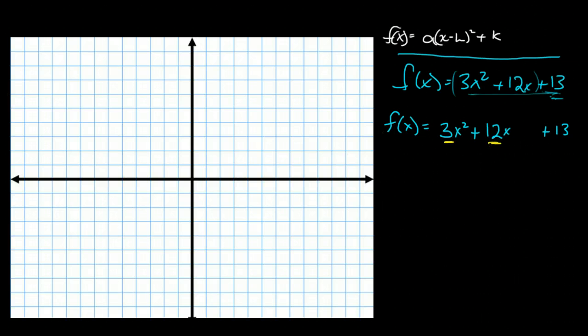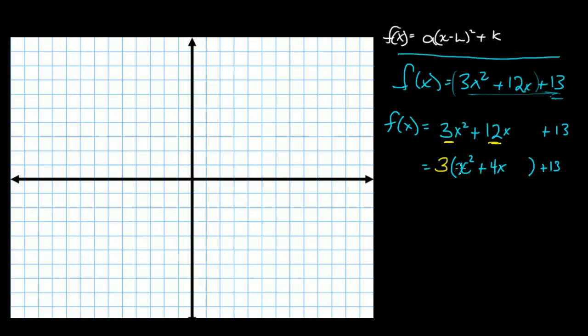but I do know that 3x squared and 12x both have a 3 in common, so I can factor out a 3. That'll be my scalar. 3 times x squared gives me the 3x squared, and 3 times a positive 4x will give me the 12x. I'm going to leave some space there and have my 13 outside the parentheses.